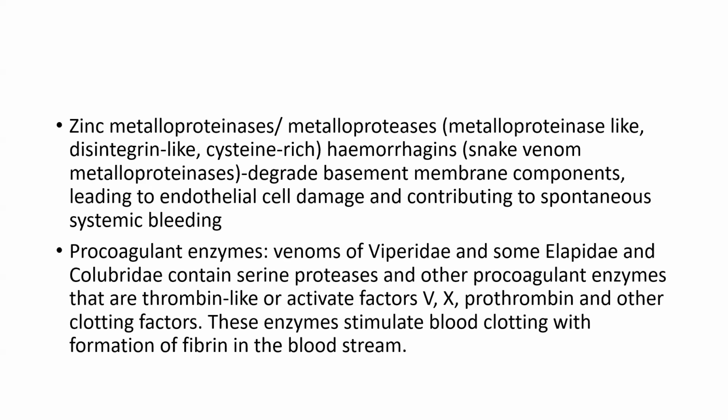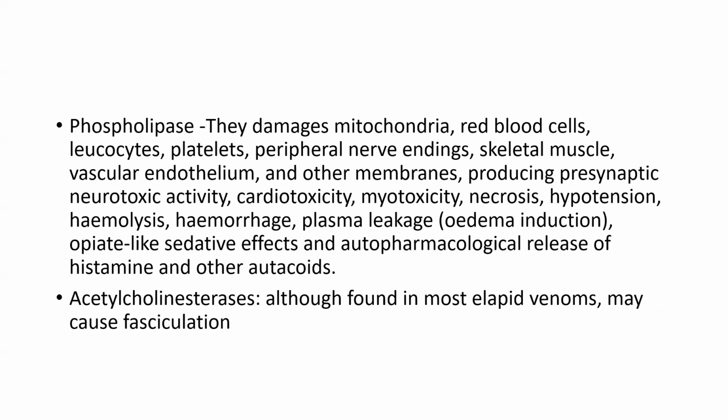Now the next component is the procoagulant enzyme. It is in the venom of the viper and some elapid and colubridae, which contains serine proteases and other procoagulant enzymes that are thrombin-like, and it activates factor 5, 10, and prothrombin and other clotting factors. These enzymes stimulate blood clotting with formation of fibrin in the bloodstream. Now we'll see what phospholipases are doing.